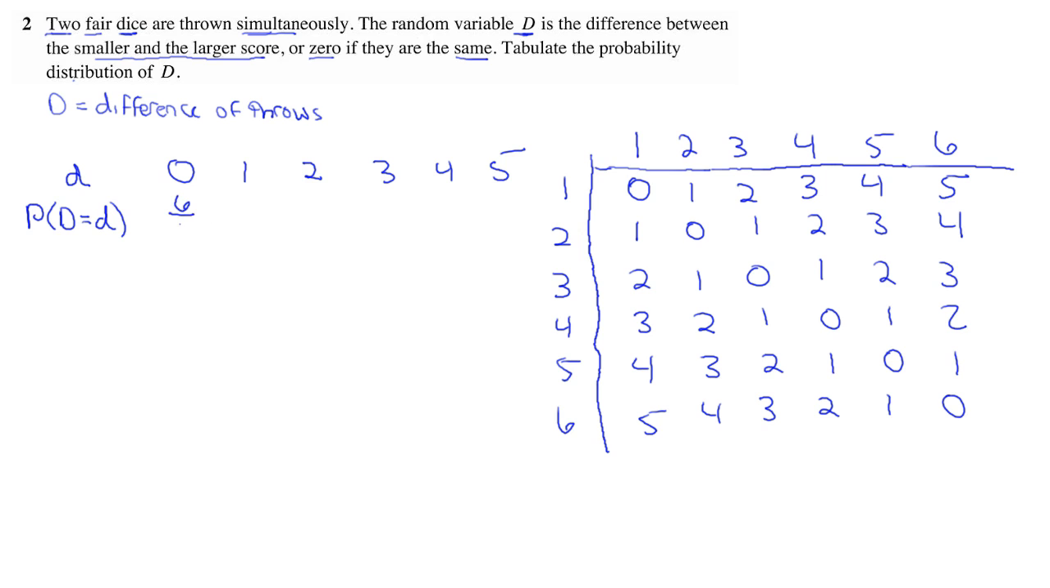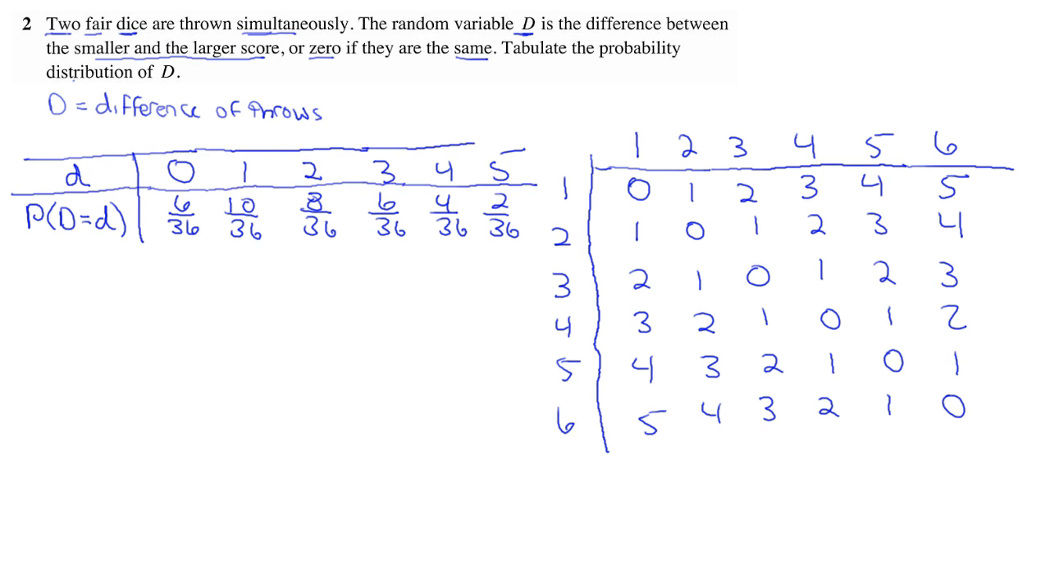All right, hopefully you did that. I got 6 out of 36 for the 0s, and then 10 out of 36 for the 1s, and then 8 out of 36 for the 2s, and 6 out of 36, 4 out of 36, and then 2 out of 36. You'll notice it's not unusual for us not to reduce them.